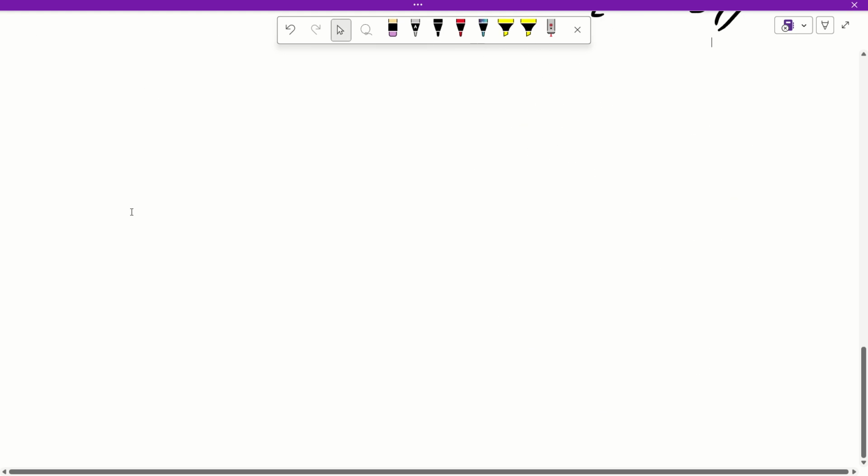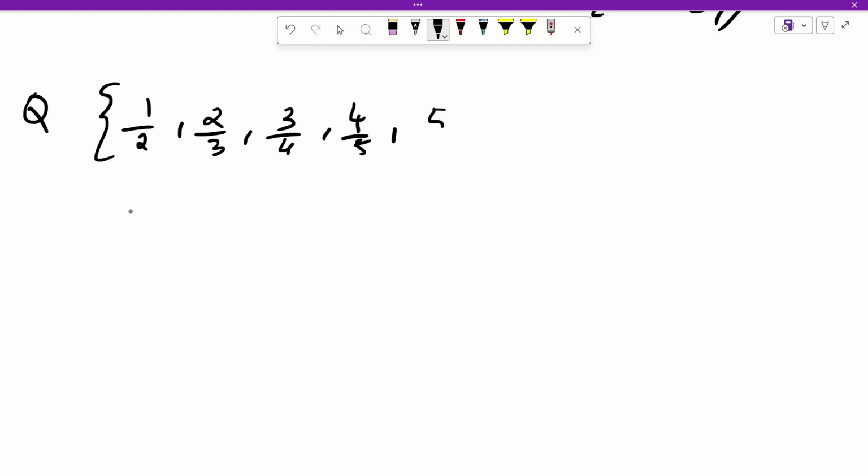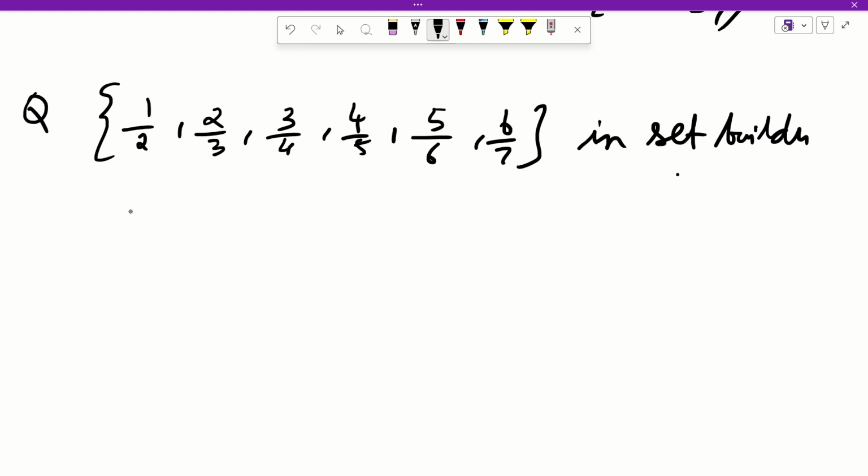Let's just do one more question. Write the set {1/2, 2/3, 3/4, 4/5, 5/6, 6/7} in set builder form. Since the roster form is given, we need to write the set builder form. First, we need to deduce the relationship of how these numbers come.